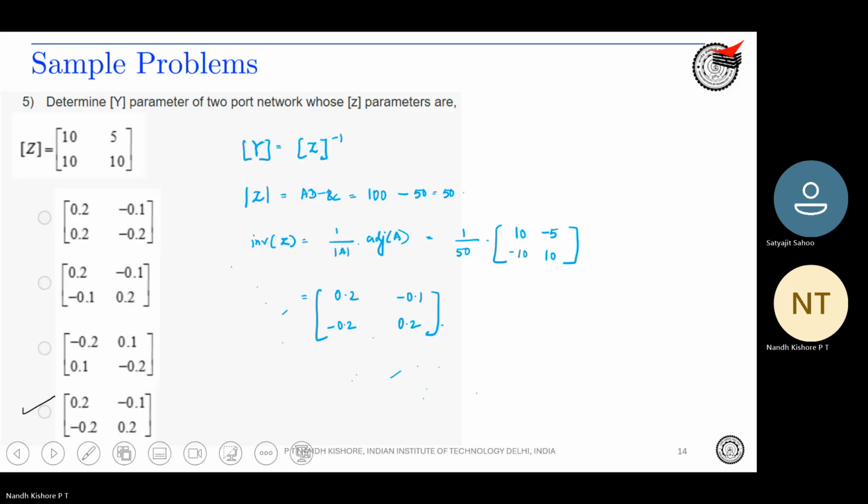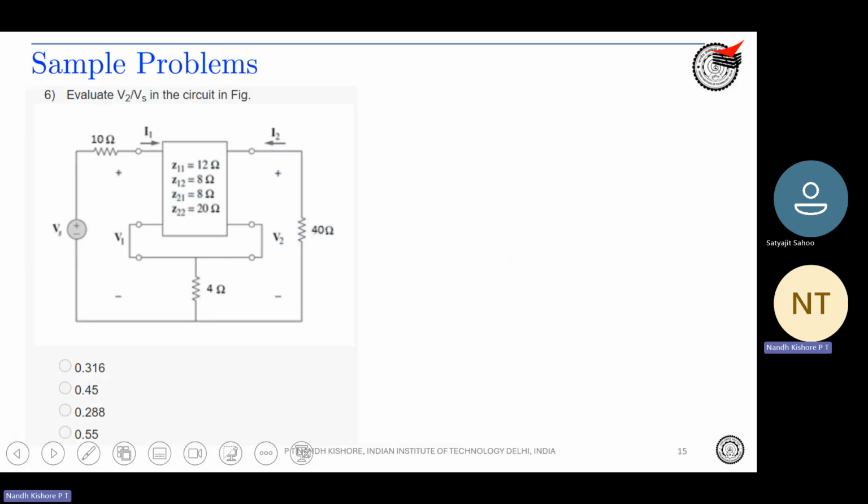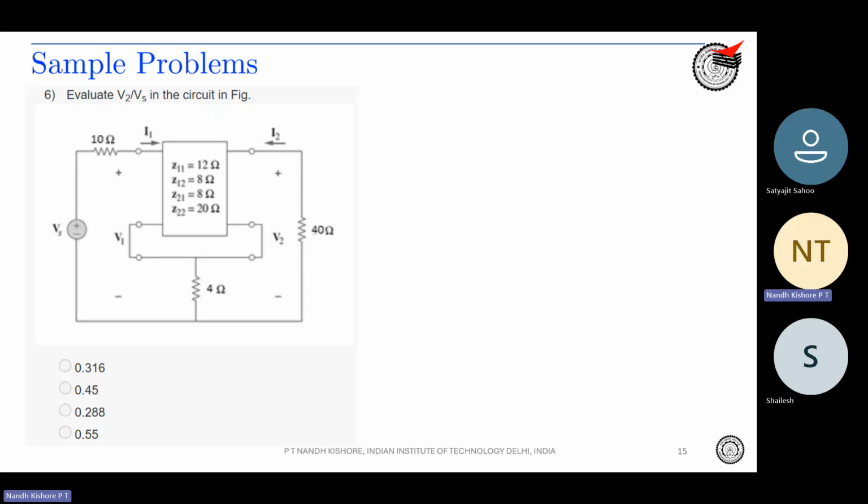Okay. So then we will go ahead to the next problem. The problem is to evaluate V2 by Vs in the circuit. Again, you can see that there's a two-port network. They have given the Z parameters, Z11, Z12, Z21 and Z22. You have a source Vs in series with 10 ohms and the load is 40 ohms. They have also given the direction for I1 and I2.